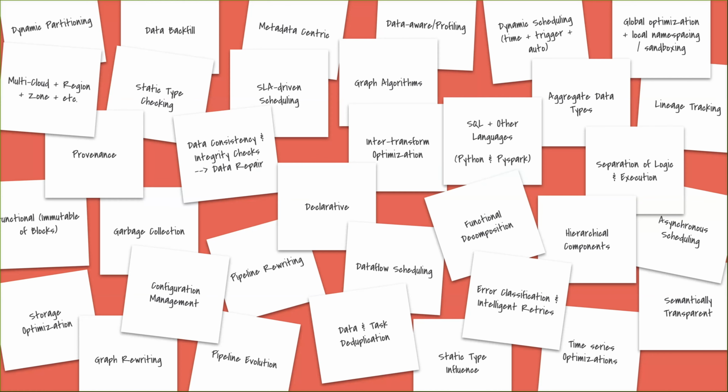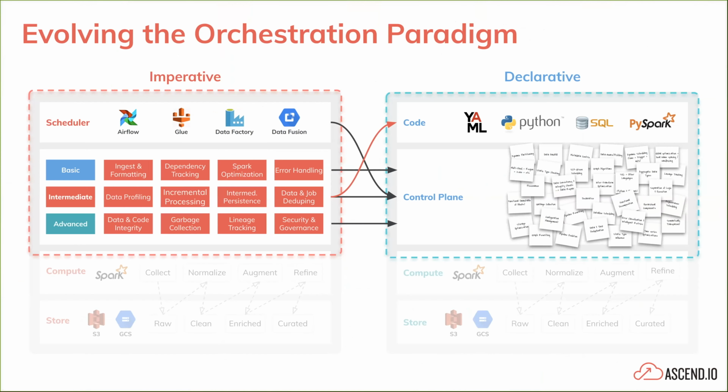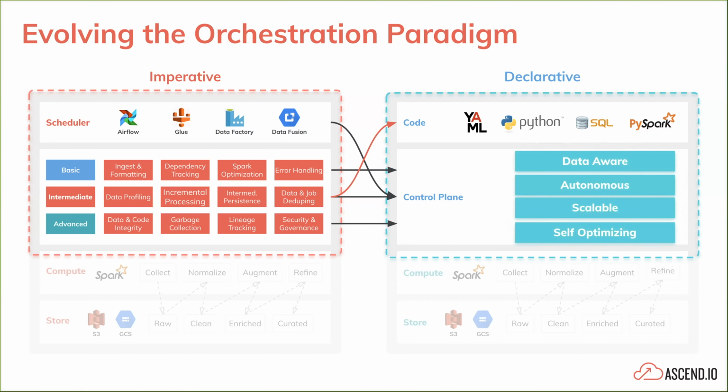And so what can we really do about that, right? What we can do is take all of that, combine it into that control plane that we talked about in terms of evolving that orchestration paradigm, and really simplify that into four main groups that they all tie into.